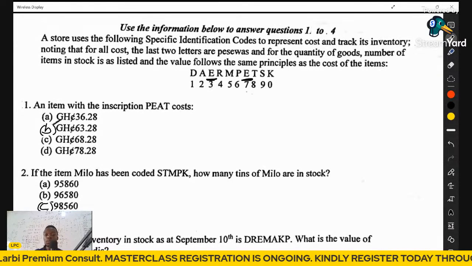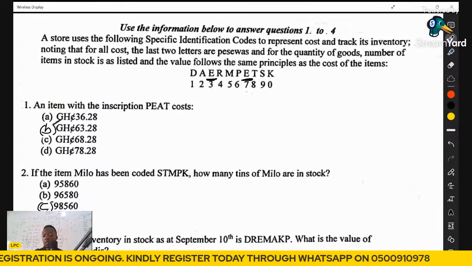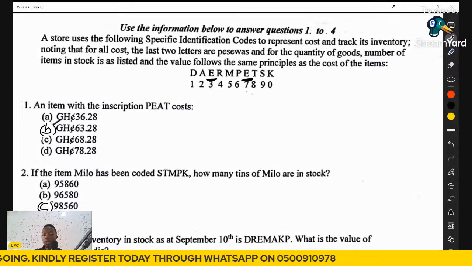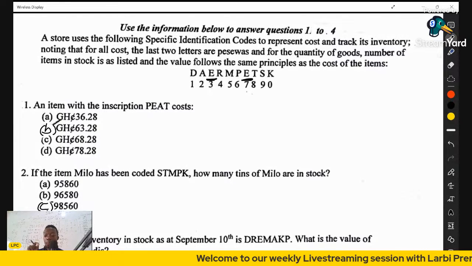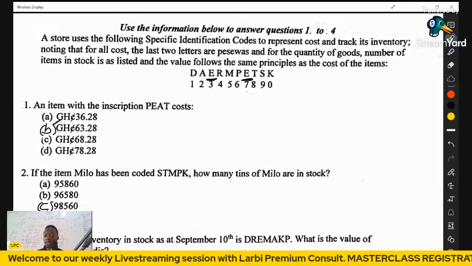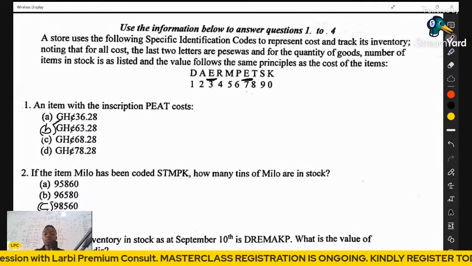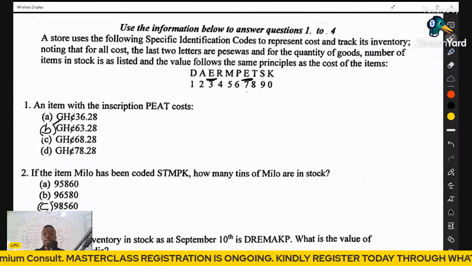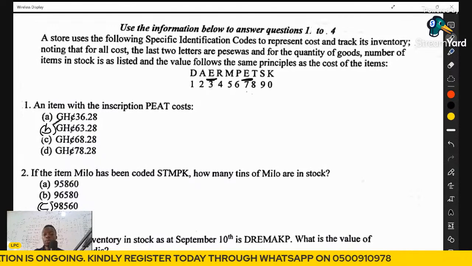So we are asked, first, question 1, an item with an inscription PAT costs what? Remember, we were told from the preamble that for each cost, the last two letters are pesos, right? And then for the quantity, the number of items in stock is listed, and the value follows the same principle. Okay, so that's what we have been told as for the value or the cost of the item. So if that is the case, then this is what we're going to do.